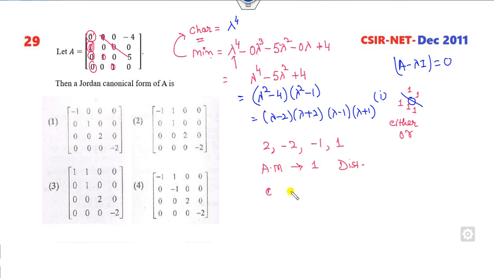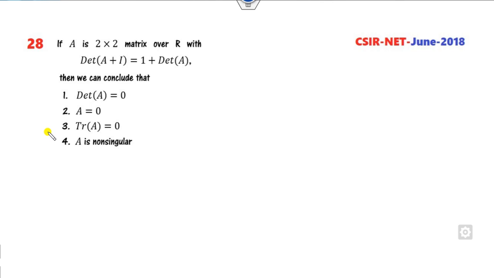So what is the minimal polynomial? Power is 1. So the Jordan block is of size 1. So this is the 1, this is the 1, this is the 1, this is the 1. Correct option. This is not correct because of this extra 1, it cancels out. This is 1 extra, cancel out. This is 1 extra, cancel out. The right option is only the first option, it is the correct answer.